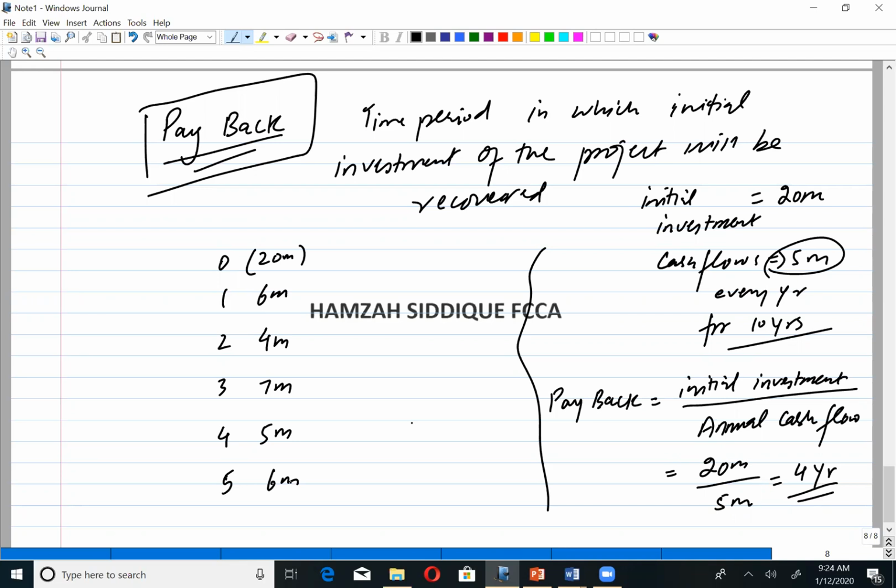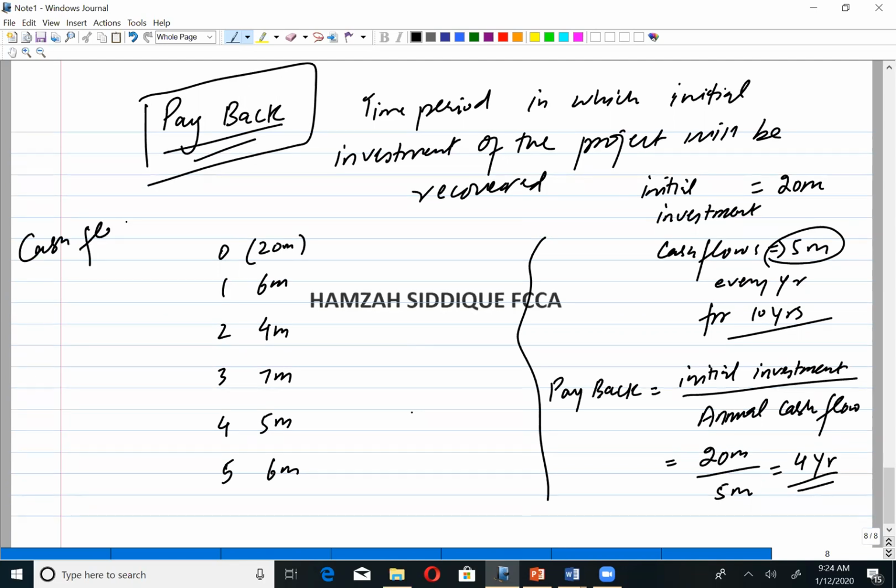Now, how to calculate payback when the cash flows are uneven? Practically, the cash flows of projects are uneven; this is the most practical case. Then we will make another column of cumulative cash flow. Cumulative cash flow column.